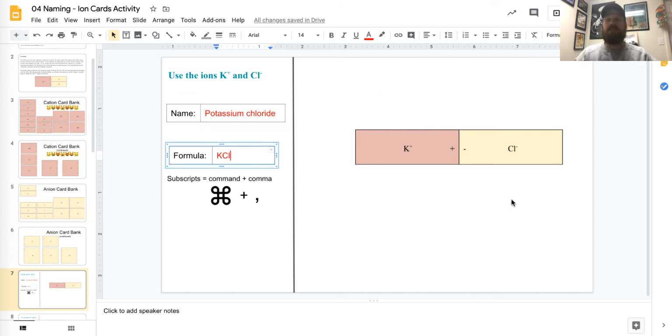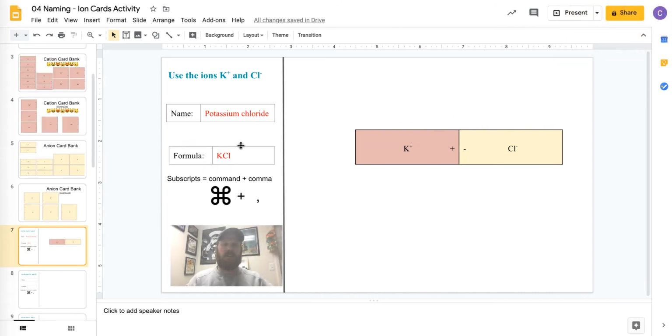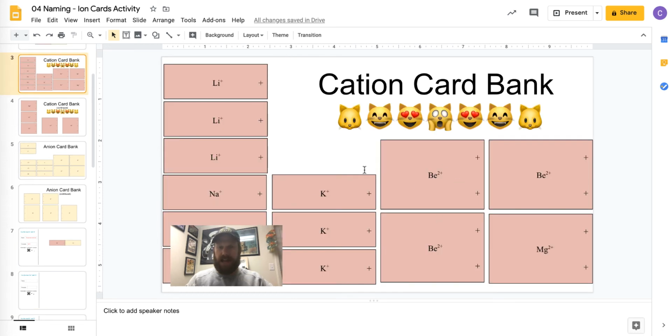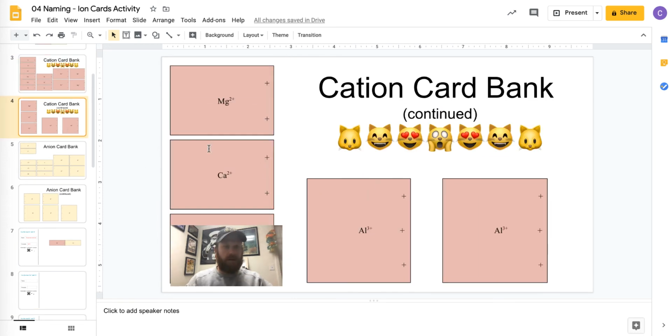So slide 7 is complete. I have a model of my ionic compound, I have the ionic compound named, and I have its formula. Let's take a look at the next example on slide 8. On slide 8, I need to make an ionic compound involving calcium ions and chloride ions. I'm going to go to my cation card bank and find me a calcium ion. Oh, not one there. So here we go.